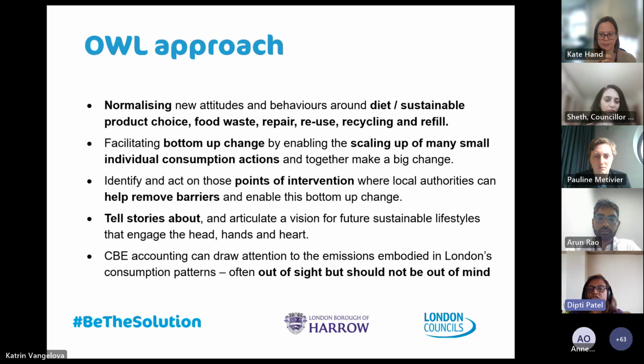So normalising these new attitudes and behaviours around diet, sustainable product choices, food waste, repairs, reuse, recycling and refill. We're facilitating a bottom-up change by enabling the scaling up of many small individual consumption actions, and together make a big change. We've identified and act on the points of intervention where local authorities can help remove the barriers and therefore enable this bottom-up change. We want to tell stories about and articulate a vision for the future of sustainable lifestyles that engage the heads, the hands and our hearts. Consumption-based emissions accounting can draw attention to the emissions embodied in London, often out of sight but should not be out of mind. Next slide, please.